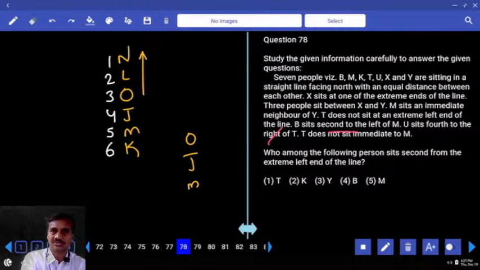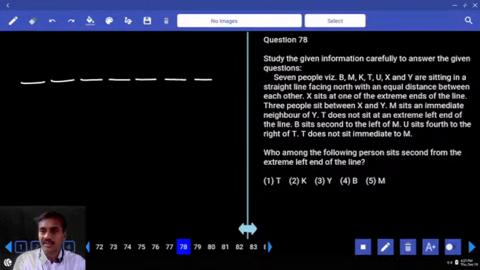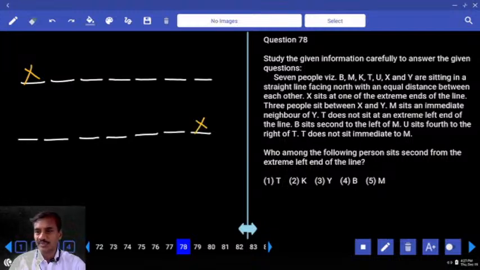Then 78 onwards. Now here, how many people? There are 7 people seated in a row. They are sitting in a row and these persons are facing towards the north direction. North means first or the second priority. 7 persons. X sits at one of the extreme ends. How many ends are there? 2. X can be either at the left extreme or at the right extreme. How many possibilities do we have? 2. Then next, there are 3 people between X and Y.